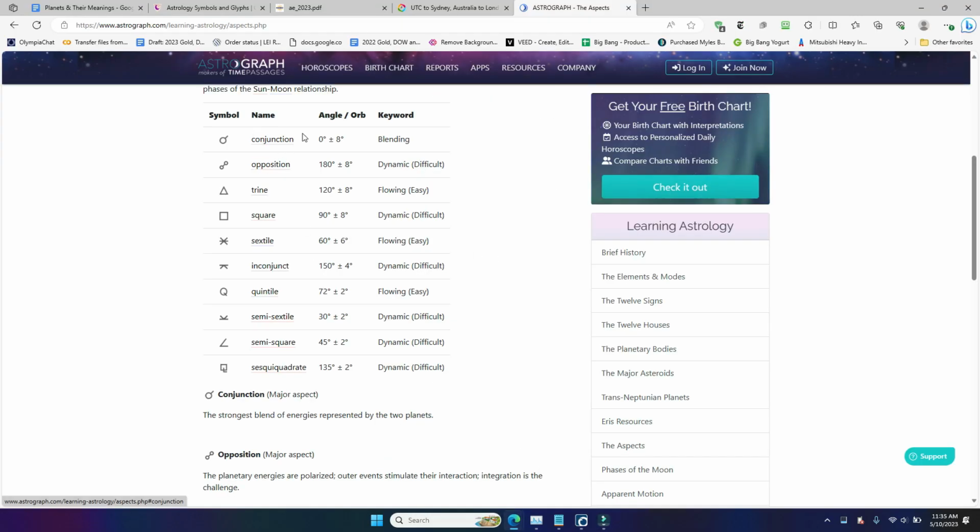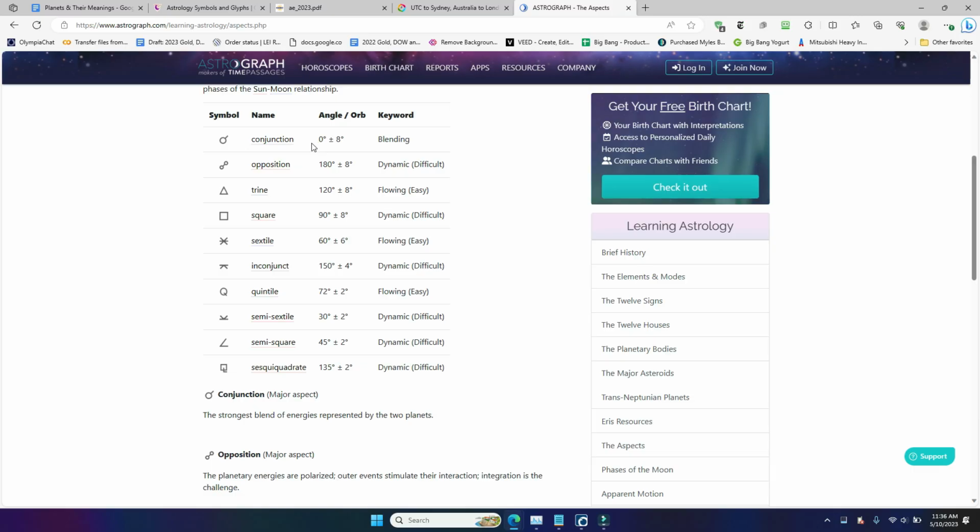So we have conjunction, which is they're pretty much in line with each other. Then we have opposite, which means the Earth is in the middle, one planet on one side, the other planet on the other side. Then we have trine, which means that they are 3 zodiac signs away from each other. Then we have 4 zodiac signs, okay? This one would probably be 2. And then we have the others.